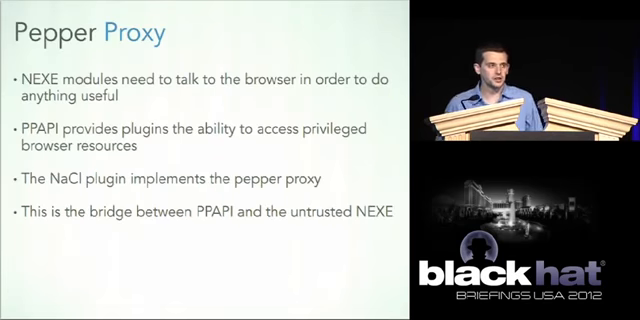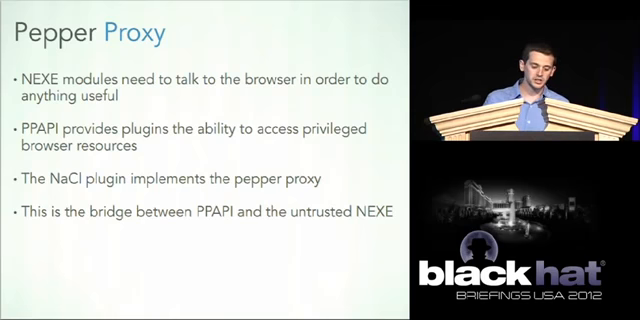If a native client module, a Nexi module, is completely sandboxed and it can't do anything useful, then what use is it to a user? How can they actually use it to do anything? Well, it needs to be able to talk to privileged interfaces, and those privileged interfaces all live in the Chrome browser itself. So we need to facilitate communication between untrusted Nexi modules that live in one process and privileged components like PPAPI that live in another process. So the Pepper proxy is the bridge that implements that.